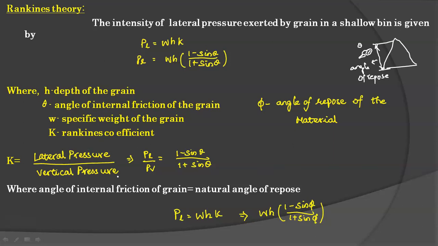K is Rankine's coefficient, lateral pressure by vertical pressure. When the angle of internal friction of the grain is equal to the angle of repose, therefore PL is equal to WH into, instead of K, we substitute 1 minus sine phi divided by 1 plus sine phi. Where theta is equal to phi, we can use this formula, 1 minus sine phi divided by 1 plus sine phi. This is Rankine's theory. Note the formula carefully.